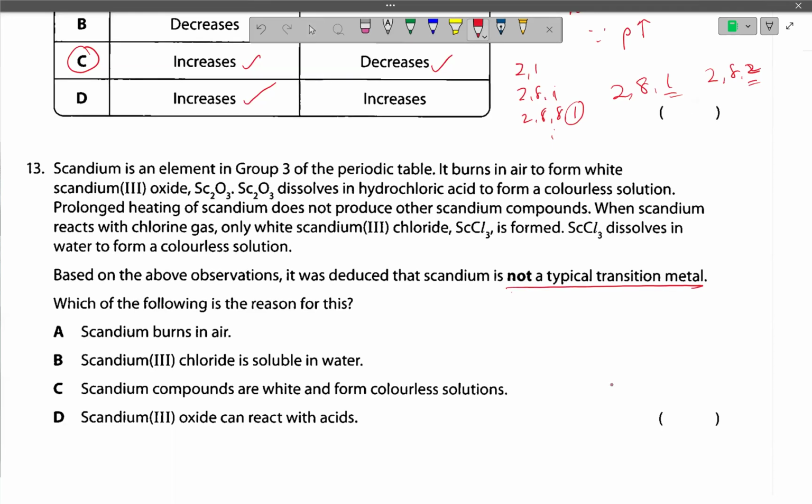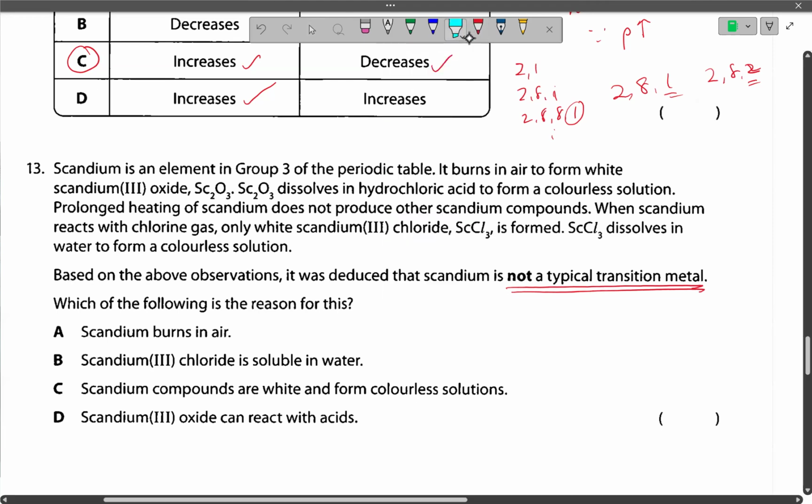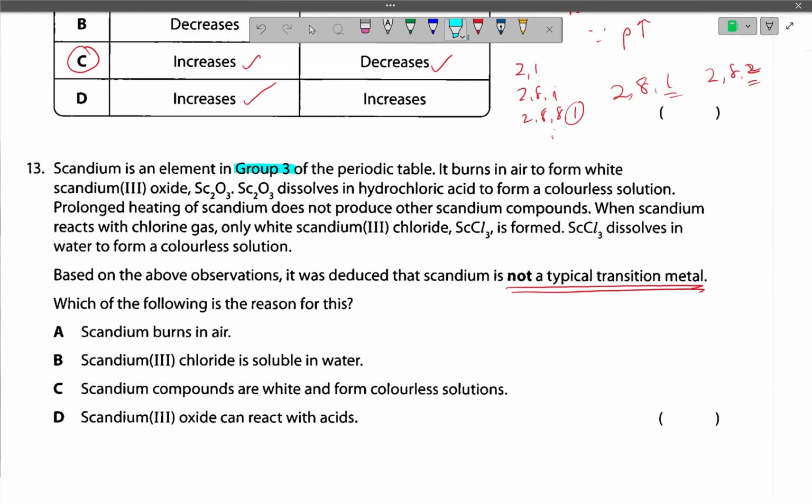Not typical. Let me see what information they give. Okay, here, let's highlight some key phrases. It's group 3. Group 3 is actually a transition metal. Groups 3 to 11 are transition metals.